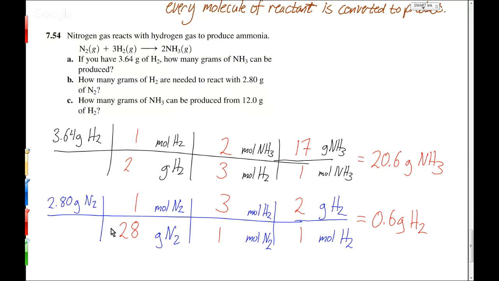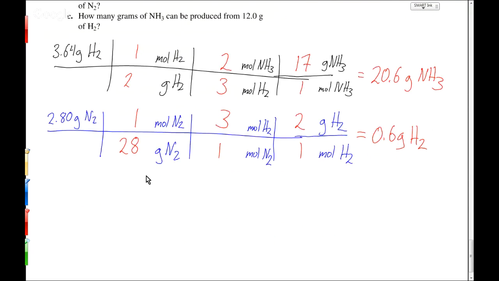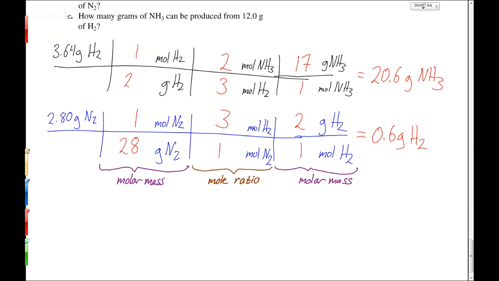So we can also break this up into categories based on what these things are. This is always the molar mass. This is also the molar mass of the other one. And then that middle part is called the mole ratio. And that's the part that we get from the balanced equation.